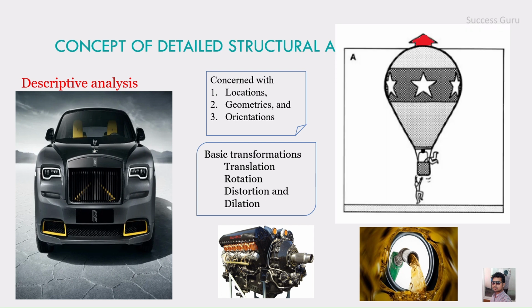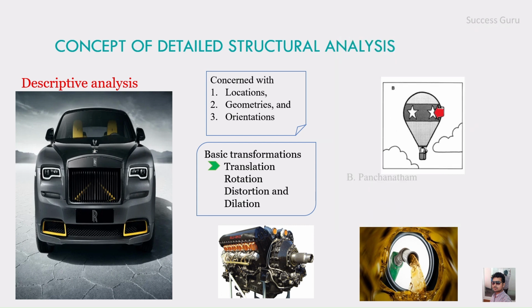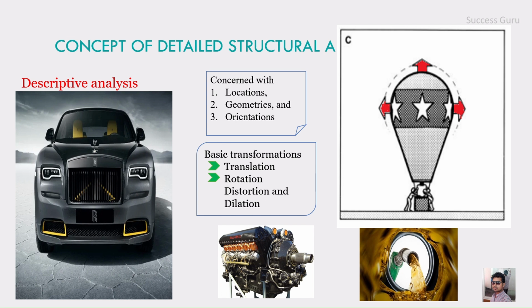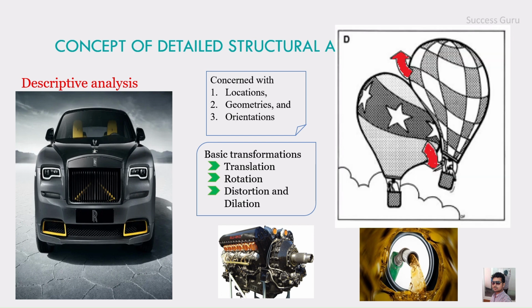The first one is the translational movement, which is the change in the position of the rocks. The second one is the rotational movement, where there is a change in the orientation of the rock. And the third one is the distortion movement, where there is a change in the shape of the rock. And the fourth one is the dilation, where there is a change in the size of the rock. So these are the four possible transformations that actually happen in a rock during its deformation, which we are trying to describe.